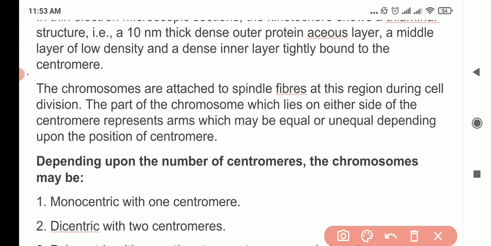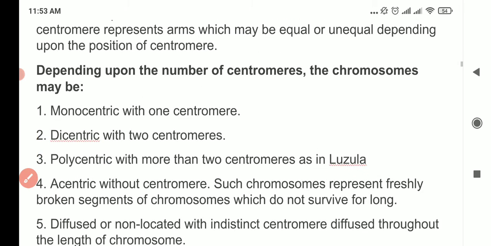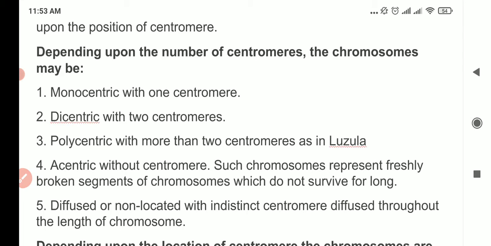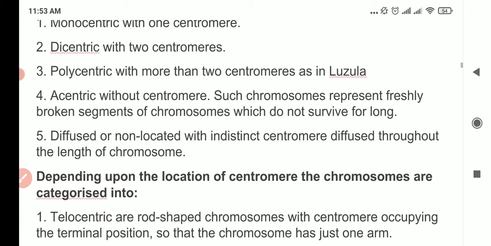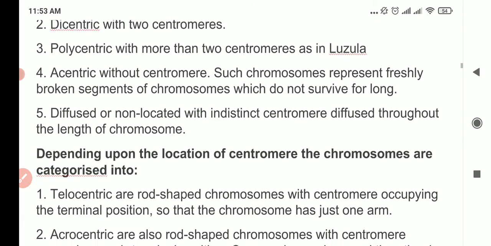Depending on the number of centromeres, the chromosome may be monocentric with one centromere, dicentric when there are two centromeres, or polycentric with more than two centromeres. Sometimes acentric, without any centromere, and then diffused or non-localized with indistinct chromosome.